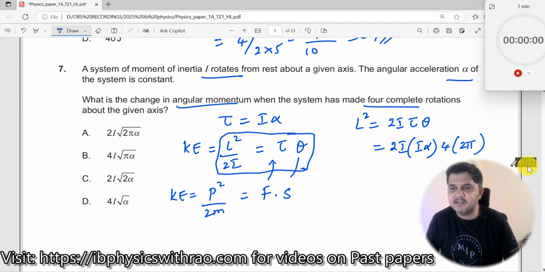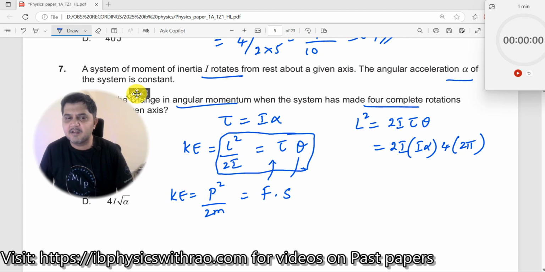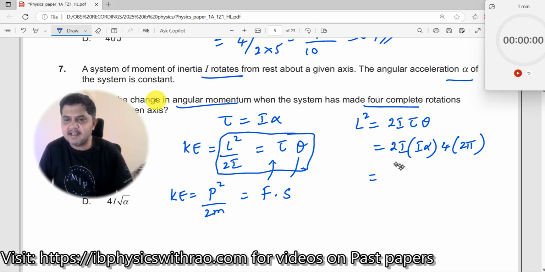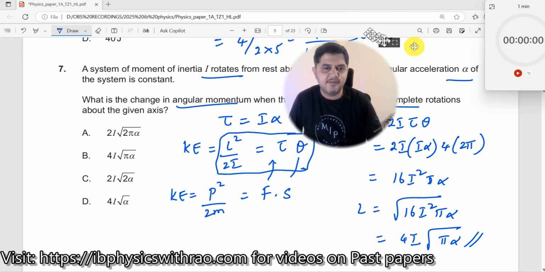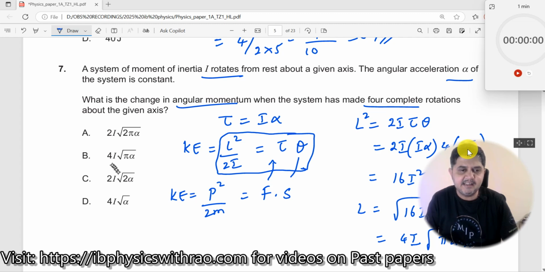And then when you start writing this, what do you get? You get 2 into 4, 8 into 2, 16, and I into I is I square, and then you have pi into alpha. So the value of L would be equal to square root of 16 I square pi alpha, which should be 4 I square root of pi alpha. 4 I square root of pi alpha, which is the right answer. Let me move myself here and then see, this answer is B.